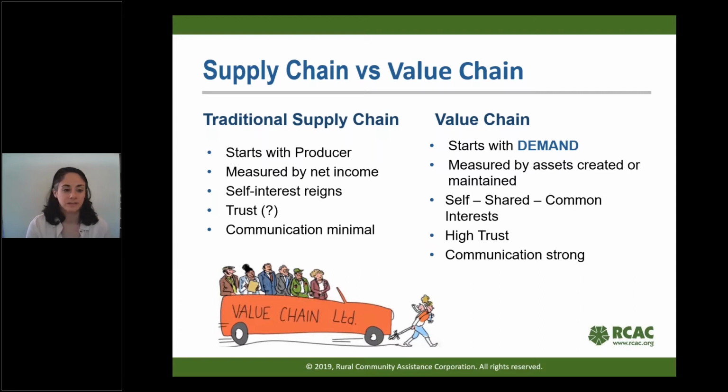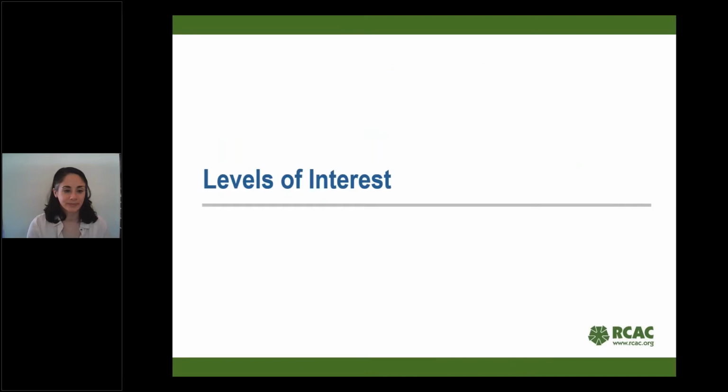In a value chain, trust and communication are key in collaborating and working together to be responsive to market demand. In a traditional supply chain, trust and communication do not have to be high, as transactions between partners are mostly financial. In a value chain, we look at ensuring benefit to everyone involved through self-interest, shared interest, and common interest. In a traditional supply chain, the producers are often only concerned with their self-interest. Those different types of interest are important to understand when building your own value chains.